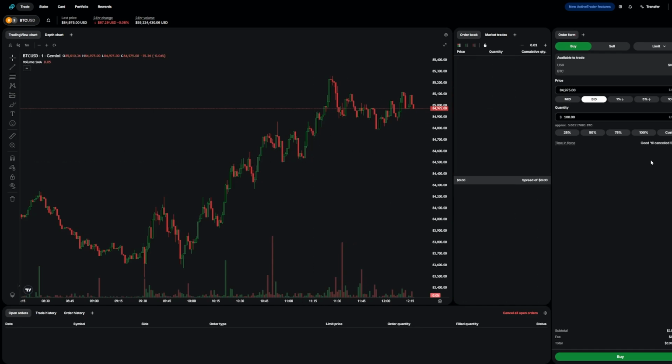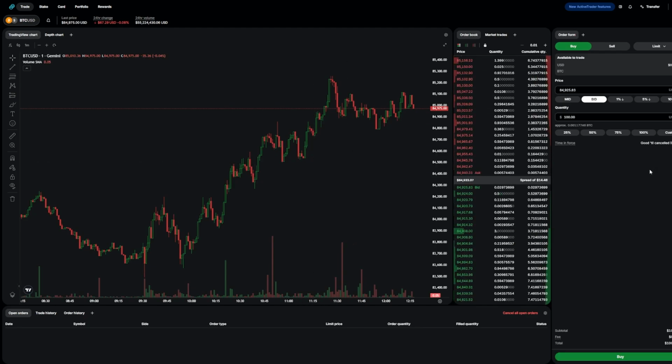But on this, we can see that there is a lot more going on than just the traditional Gemini counterpart. Now, one of the coolest things, and I'll say this right off the bat, is that you get substantially lower trading fees by using this active trader platform. Traditionally, Gemini can charge you a range based on how much crypto you buy, but we're just going to use $100 as the example.